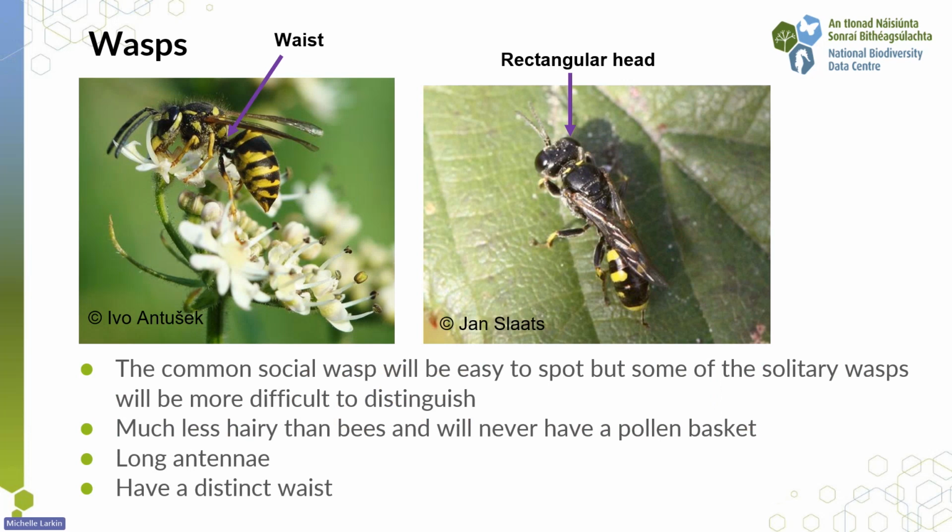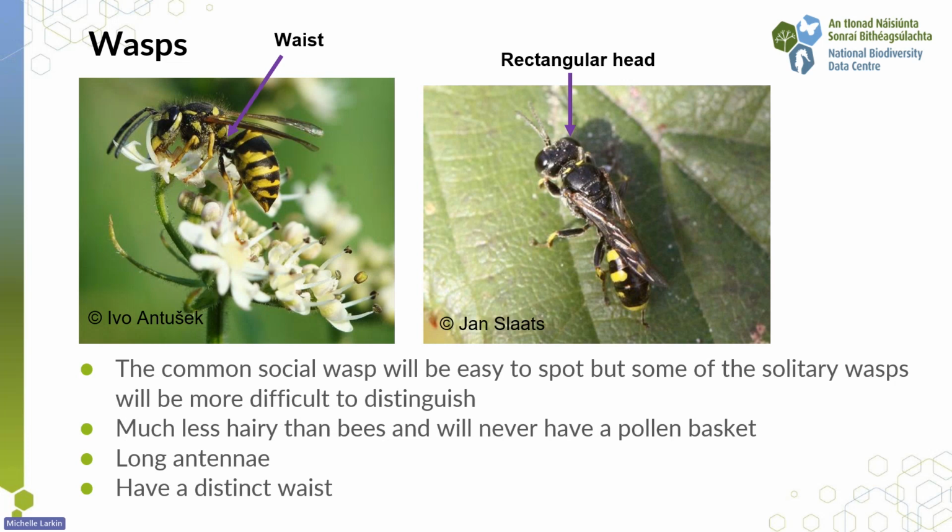Then finally we have our wasps, for the Hymenoptera group. We're all fairly familiar with the social wasps. The black and yellow markings are very distinctive. But we do have other species of wasps here, like solitary wasps, parasitic wasps, etc. Although the common social wasp is easy to spot, there are some solitary wasps that might be difficult to distinguish or tell apart from solitary bees or even honeybees.